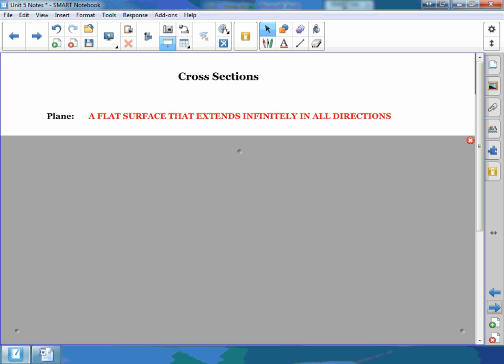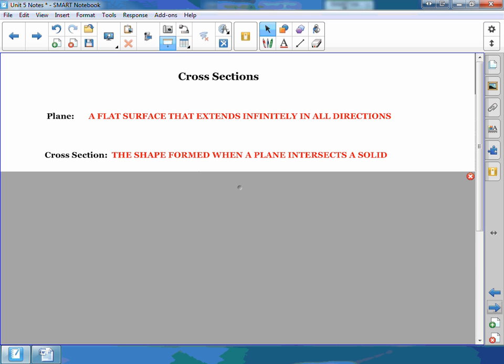And the next definition, that of cross sections, which we've had a little bit of a discussion about, but cross sections require a plane in order to be created because a cross section is the shape formed when a plane will intersect a three-dimensional shape, a solid. So the shape formed when a plane intersects a solid. And we're talking about a two-dimensional shape that gets formed when you do that. And I'm going to go through some examples with that here in a minute.